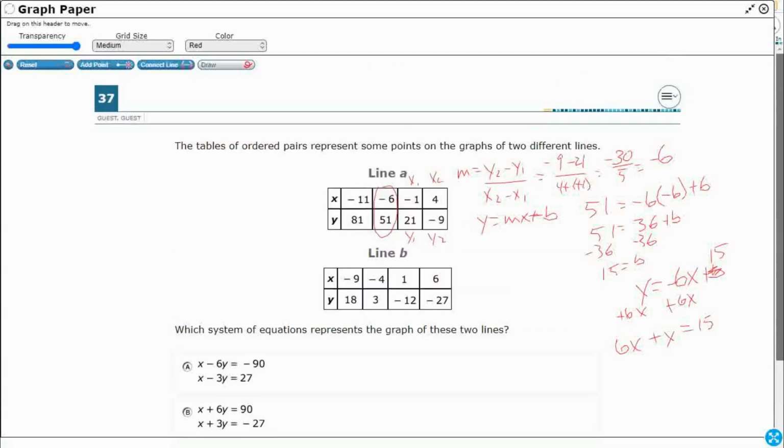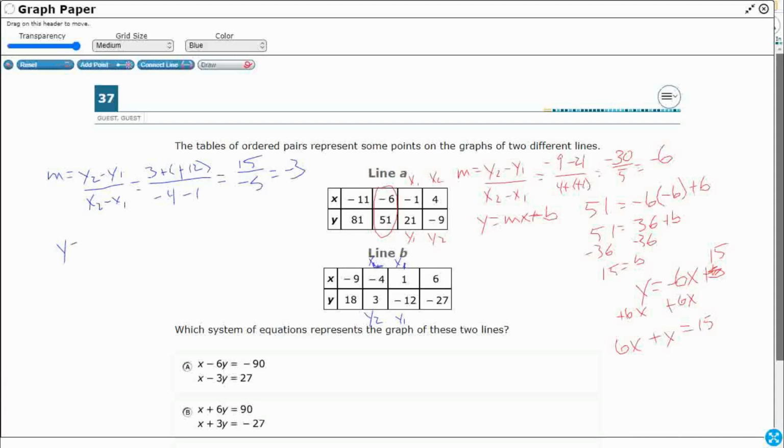So let's double check and make sure we get the correct answer on line B. Same thing. My slope is going to be y sub 2 minus y sub 1 over x sub 2 minus x sub 1. I'm going to pick the smallest numbers I can, just to make it easy on myself. So that's going to end up being 3 minus -12 over, and you know what? We need to match up the x2s and the x1s. I'm going to make it -4 minus 1. So that's going to be 15 over -5, which is -3.